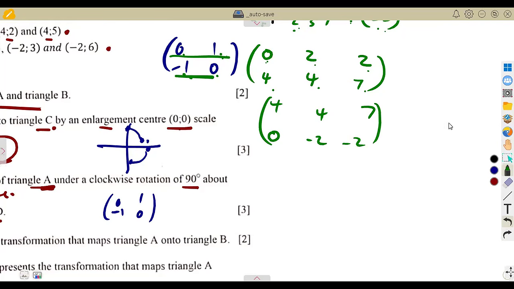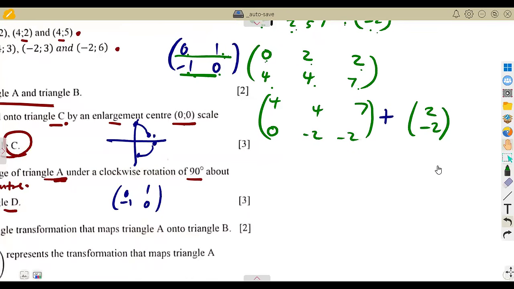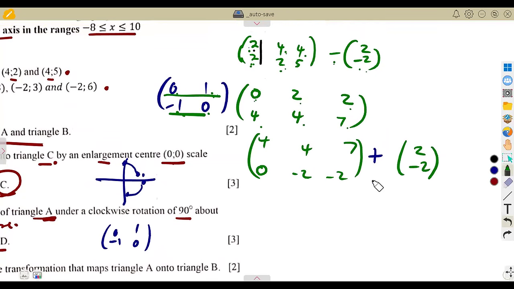We add back the center that we subtracted. Remember the stages. You subtract the center, you add back that center that you subtracted, 2 minus 2. So by adding the center, you are now obtaining the coordinates of the image. 4 plus 2, which is 6. 4 plus 2, which is 6. 7 plus 2, the 0 and minus 2. Minus 2 plus minus 2, which is minus 4.